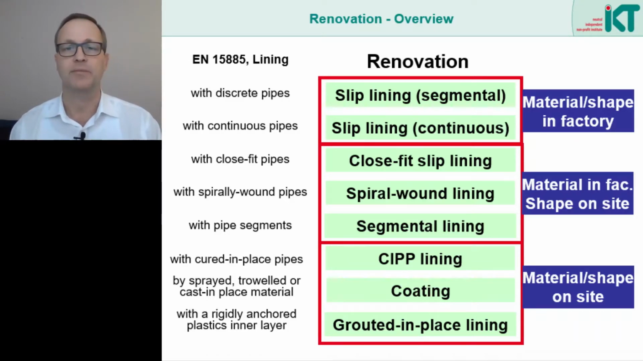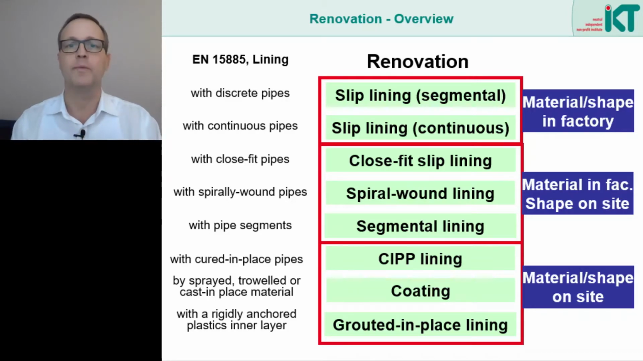In all lining processes, new pipes are installed over the entire length of the old pipe. How these new pipes are produced, however, varies greatly. In the first group, we find methods where both the material of the new pipe and the shape of the new pipe are already created in the factory. This means that complete new pipes are delivered to the construction site and are inserted into the old pipe there.